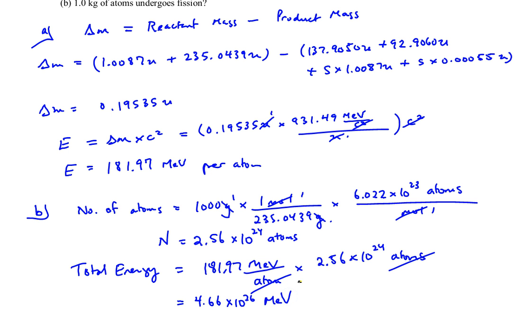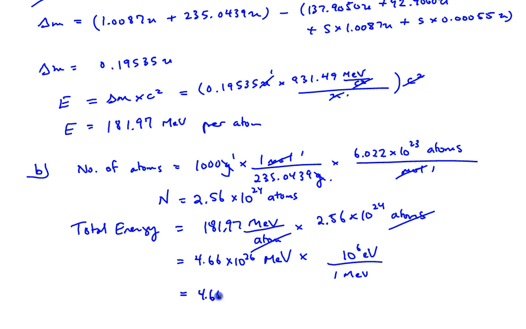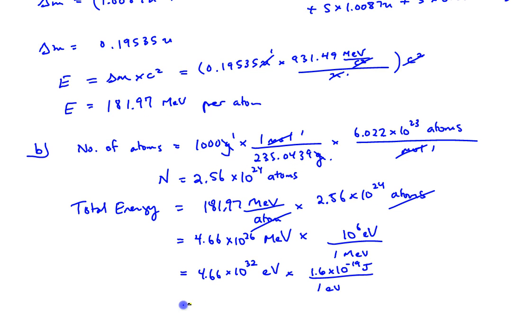But our answer listed down below, I believe, is in joules. Let's check that out. Let's convert the mega electron volts to electron volts. In 1 mega electron volt, there is 10 to the power of 6 electron volts. So that's going to give us 4.66 times 10 to the power of 32 electron volts. And now let's convert to joules. We know that in 1 electron volt, there is 1.6 times 10 to the power of negative 19 joules. And that gets us an answer of 7.46 times 10 to the power of 13 joules.